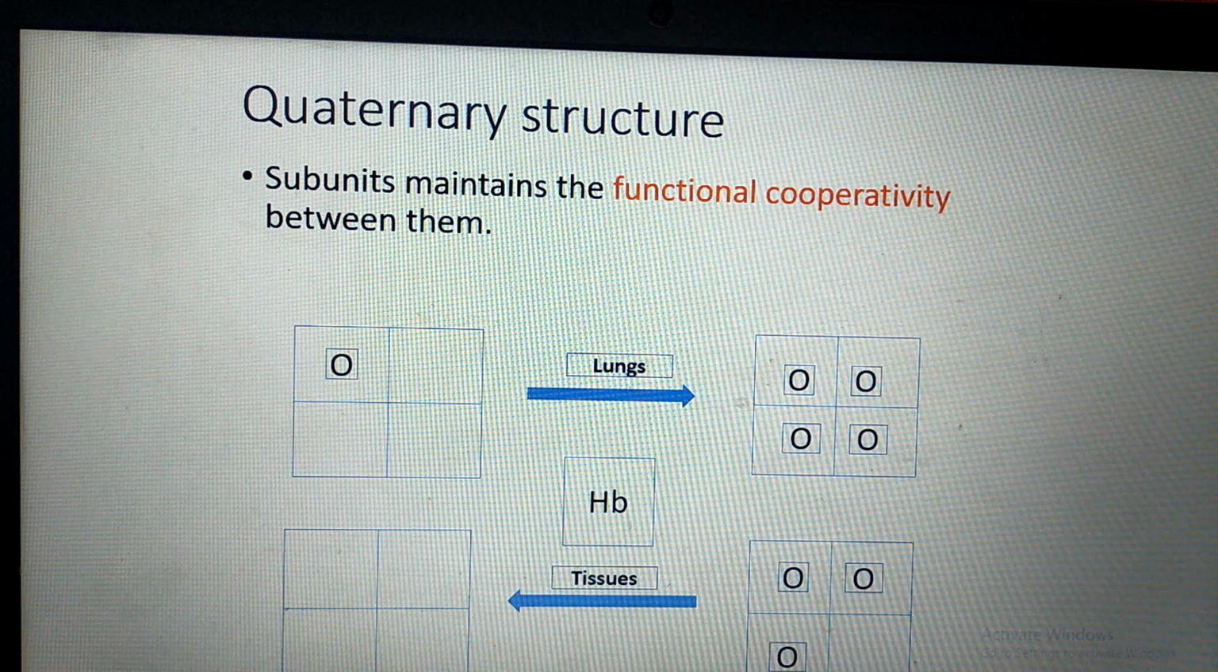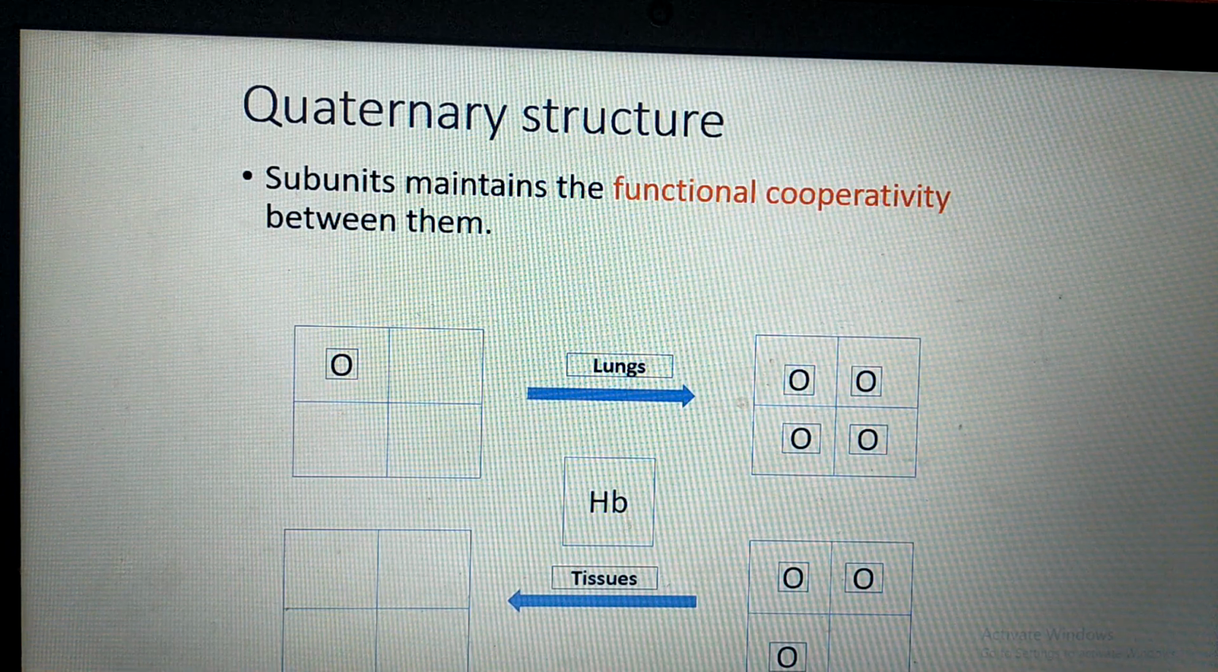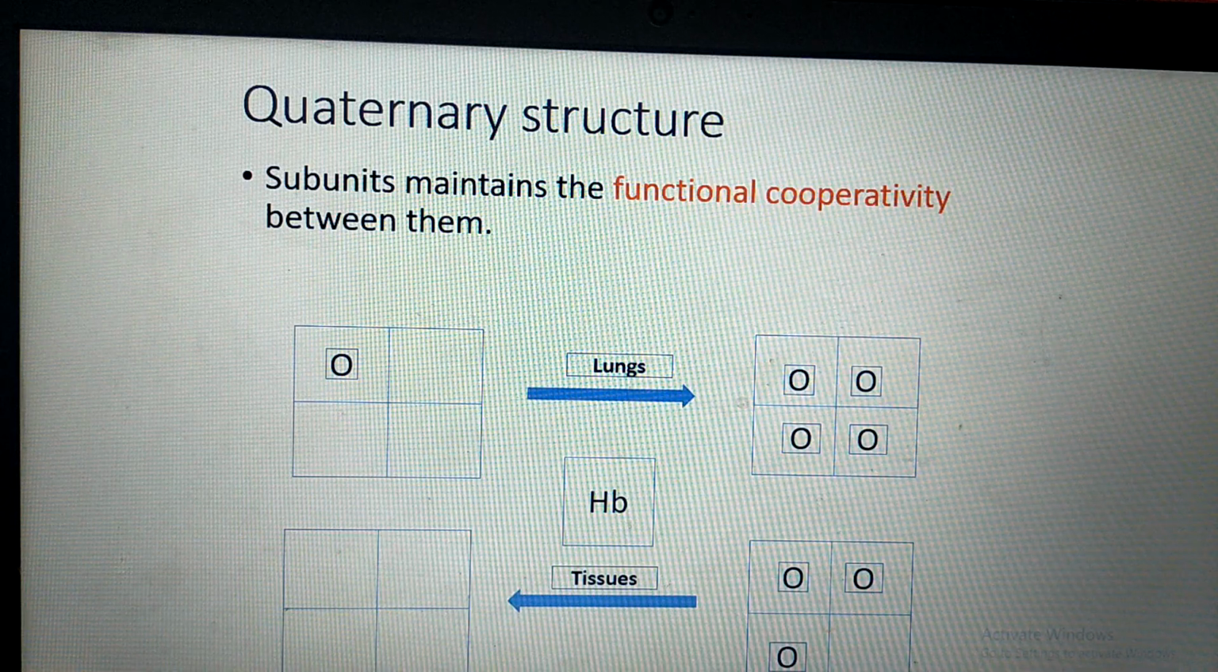Similarly, when this hemoglobin goes to the tissue, if one of the polypeptide chains delivers its oxygen to the tissue, then suddenly the remaining 3 polypeptide chains show decreased affinity towards oxygen and donate their oxygen to the tissue. This is called functional cooperativity, and it is seen only in quaternary structure of proteins.